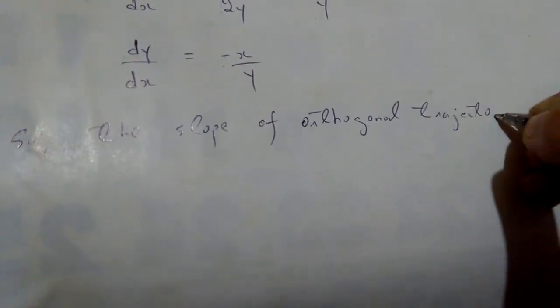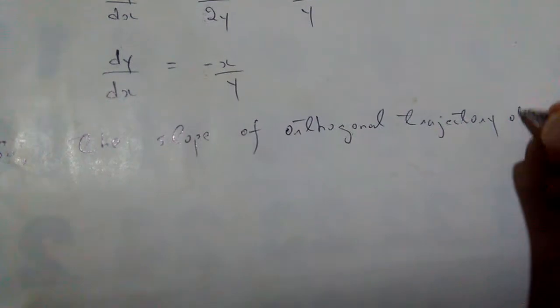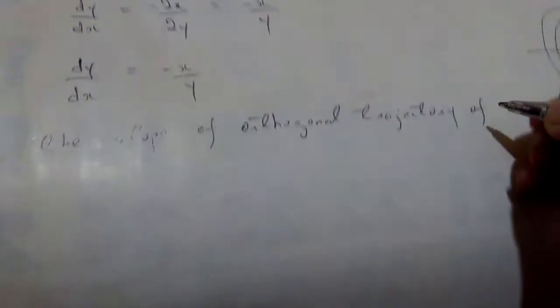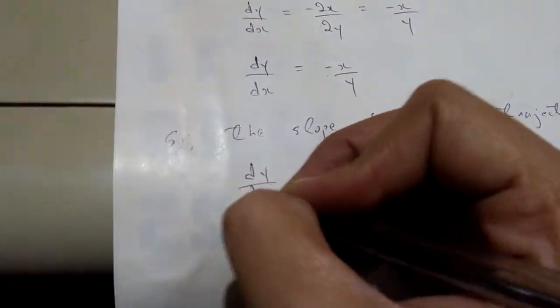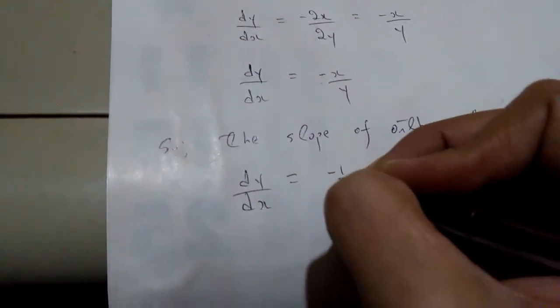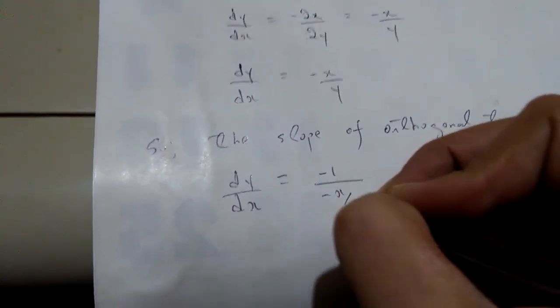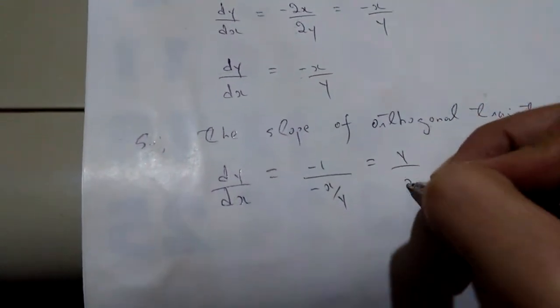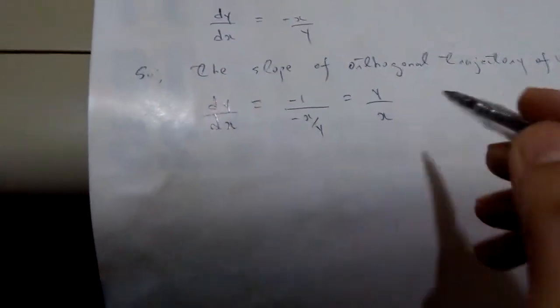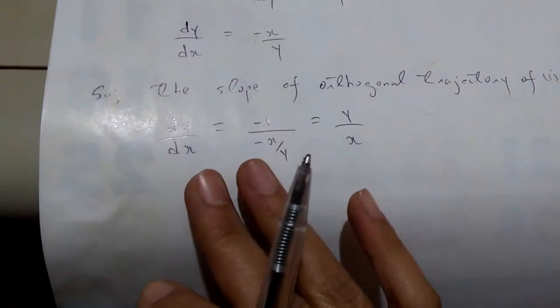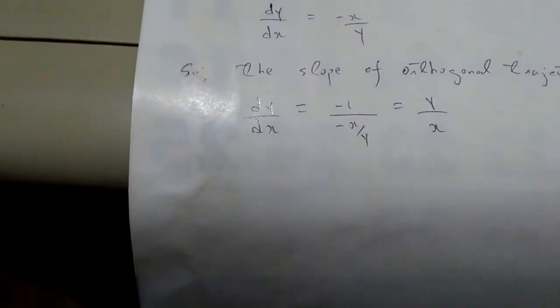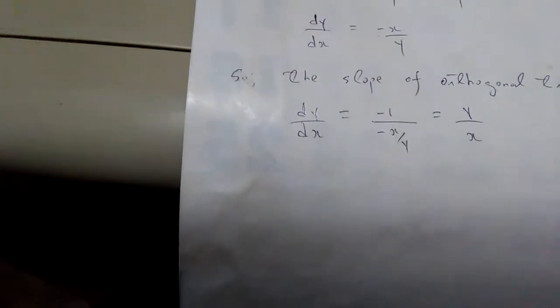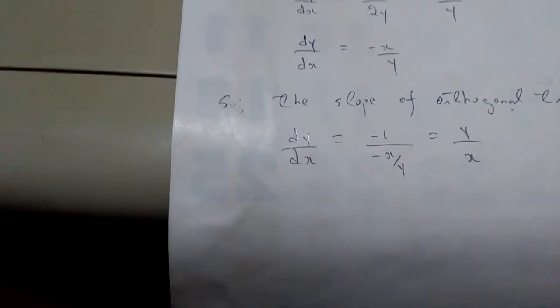The slope of the orthogonal trajectories of the family in equation number 1 is dy by dx equal to the negative reciprocal of this slope, which is y by x. Okay, that's it. So now we swap the values and get a nice differential equation, then we'll solve it, in order to get the equation representing the orthogonal trajectory family of curves.